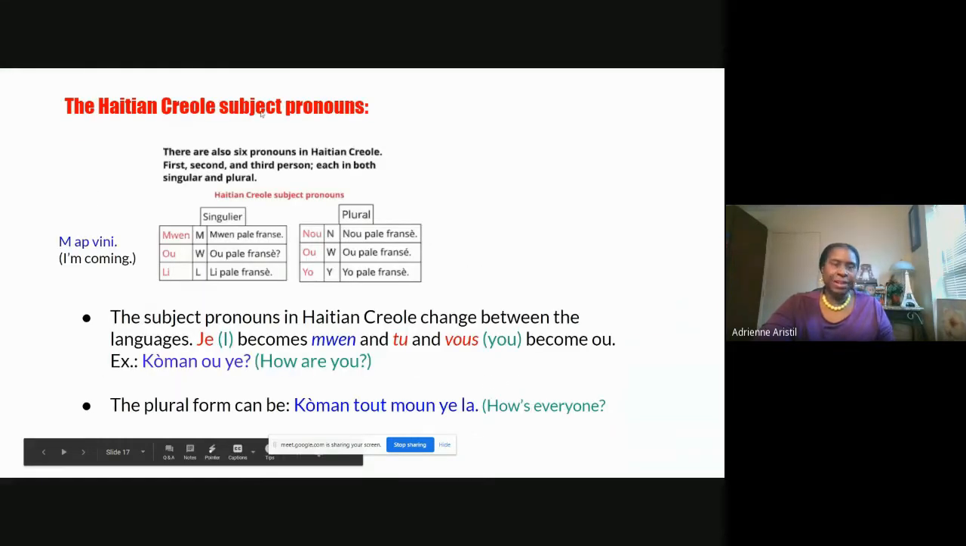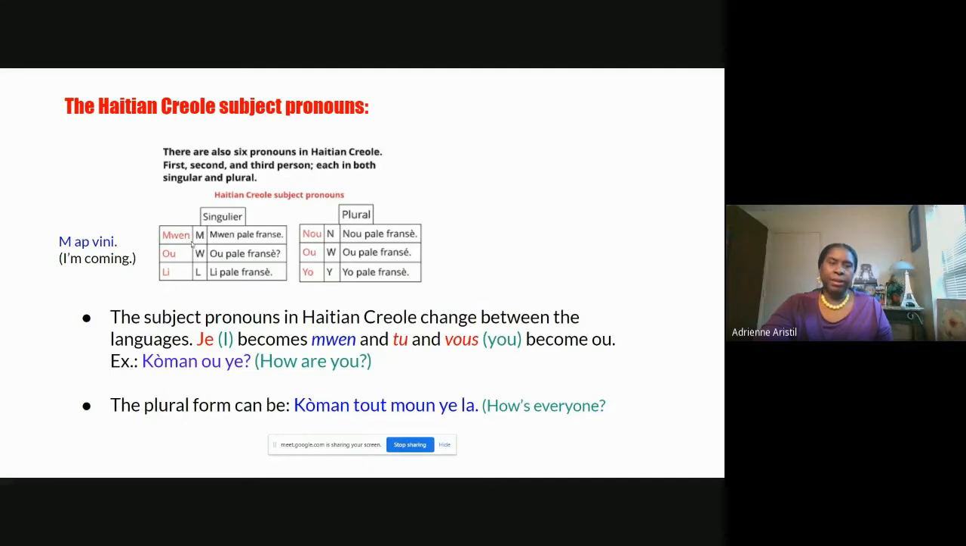Now, let me talk a little bit about the Haitian Creole subject pronouns. There are also six pronouns in Haitian Creole: first, second, and third person, each in both singular and plural. Here are the Haitian Creole subject pronouns.